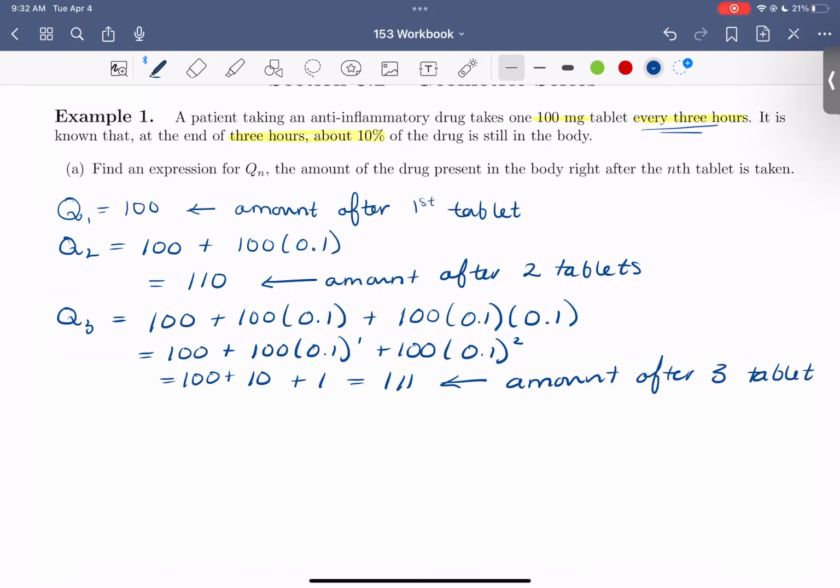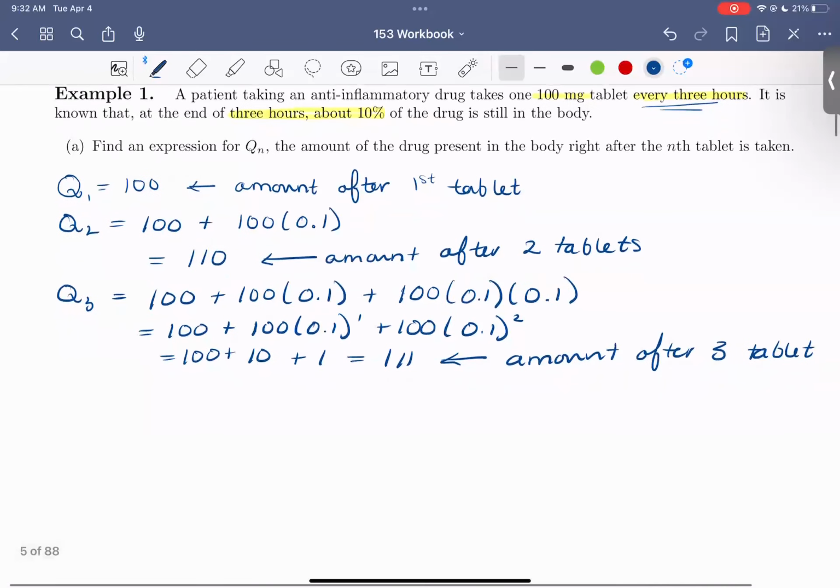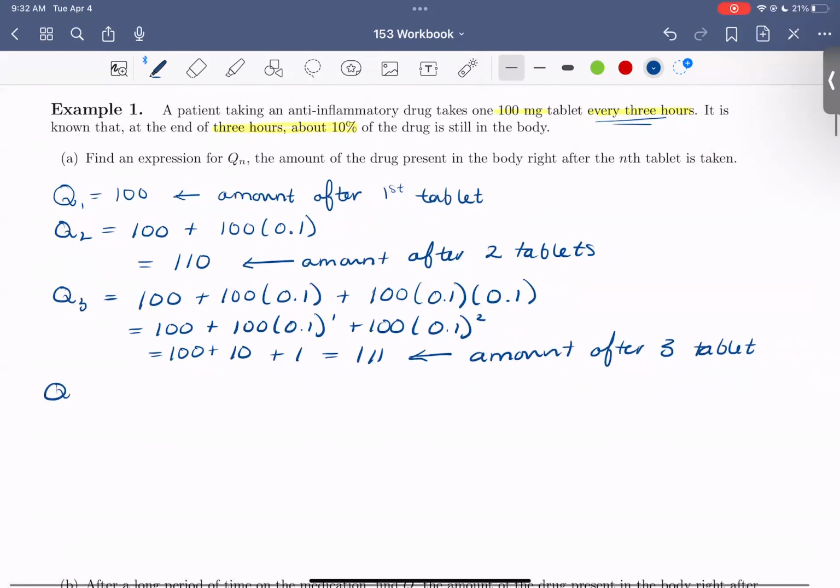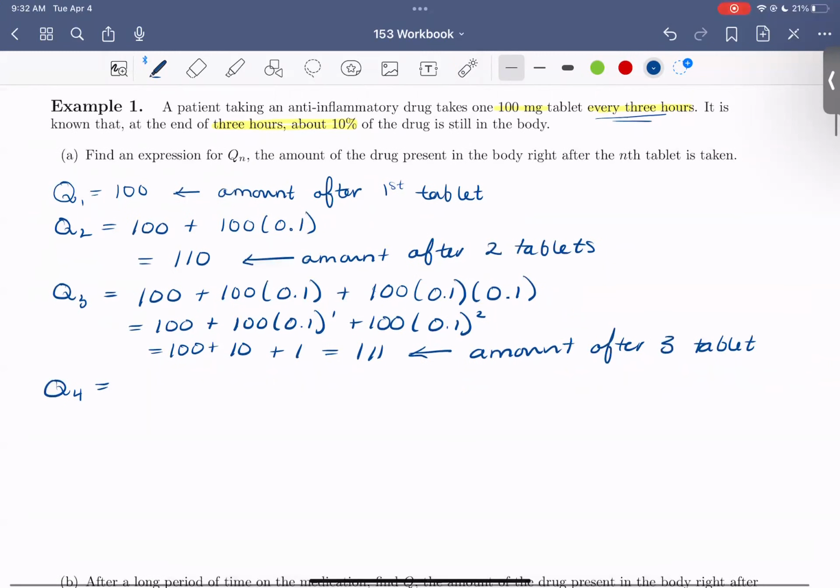Okay, so let's go ahead and do one more together here. And maybe I encourage you to pause the video and see if you can work out Q4 on your own and then compare your answer. So Q4, we've taken our fourth tablet. Another 3 hours has passed. So we have the 100 milligrams from that fourth tablet we've just taken.